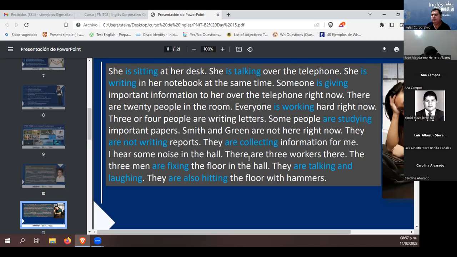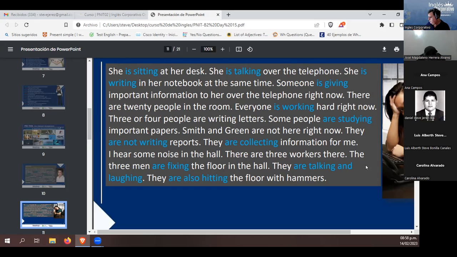Hall. There are three workers here. The three men are fixing the floor in the hall.